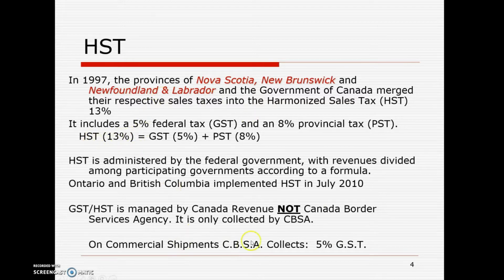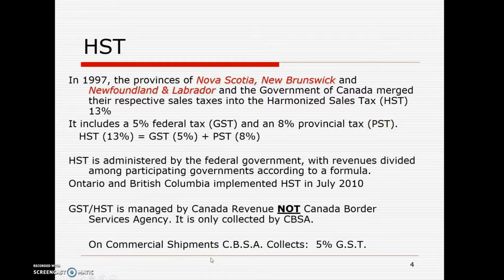So when you import something into Canada, the importer only pays the GST. They do not pay the PST. The GST is a federal tax, meaning it is given to the Canadian government. The 8% is a provincial tax that's given to the provincial government. So when you buy that tube of toothpaste here in Toronto, you pay $1 for the tube of toothpaste, but your bill says $1.13. 5 cents of that tax goes to Ottawa, GST, and 8 cents of that tax goes to Toronto, to the provincial government.